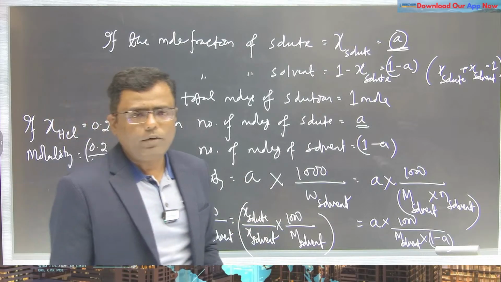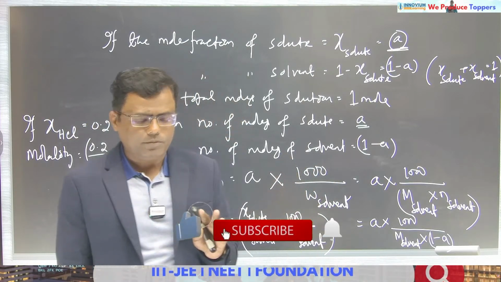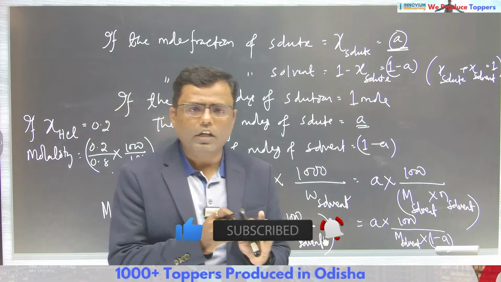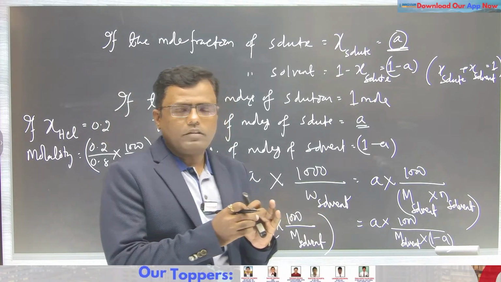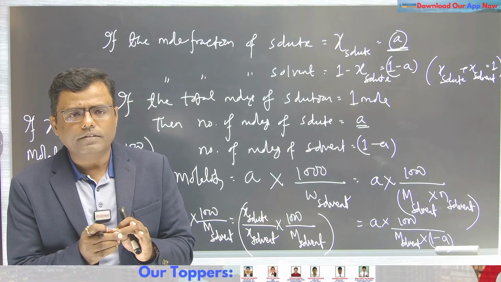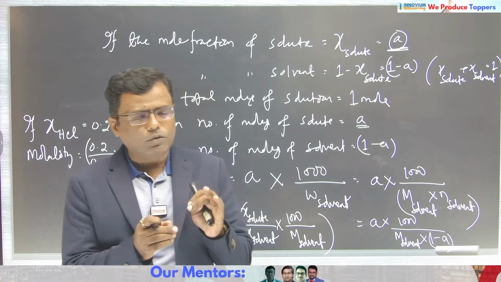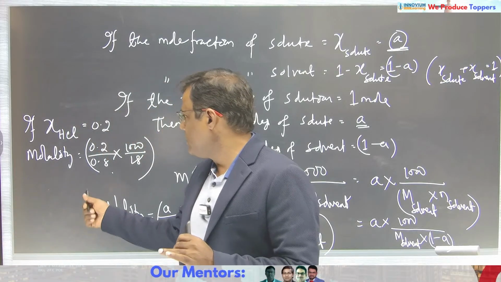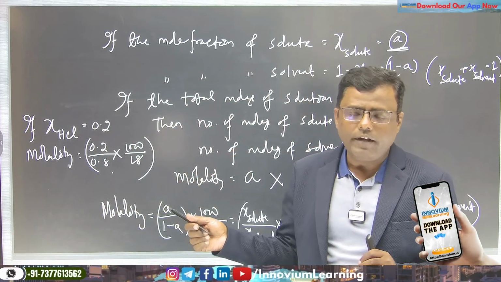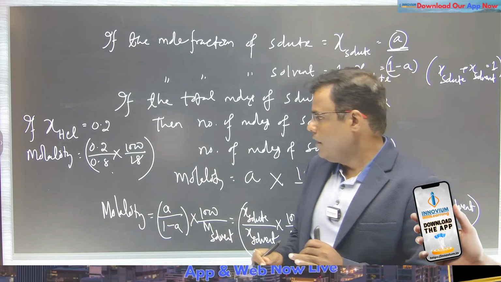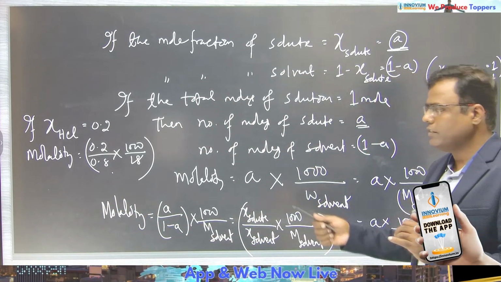So today we discussed 4 important concepts. One, to find out molality if the percentage by mass data is given. Second, if the percentage W by V data is given along with density, how to find out molality, that also we discussed. Third one is this: if the mole fraction data for solute or for solvent is given, easily we can find out molality using this expression.